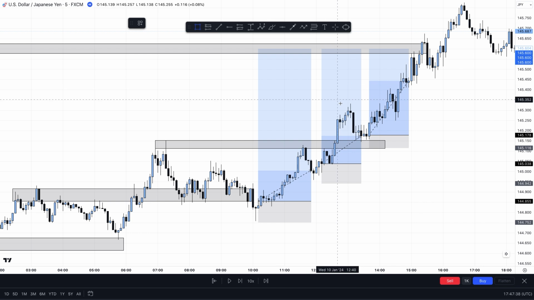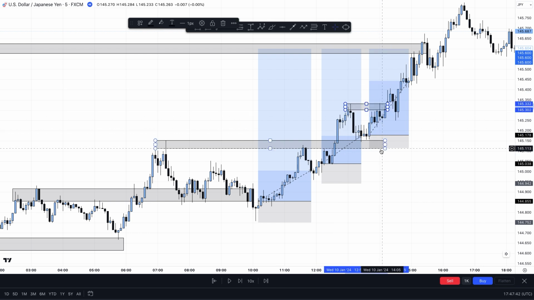As price broke through this high, my plan was to trail my stop loss to break even. So as we reach this level, my stop loss on this trade was at break even as well. So I now have 3 trades all running in profit with my stop loss at break even. And then obviously the rest is history. We went to our take profit level.